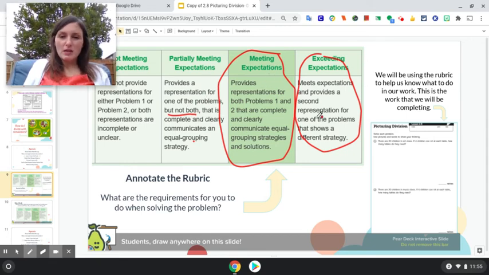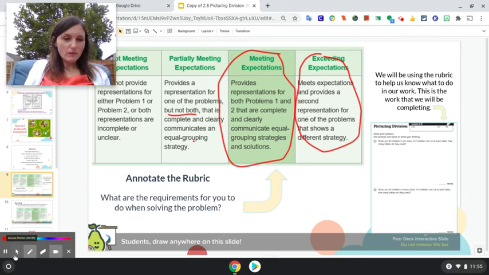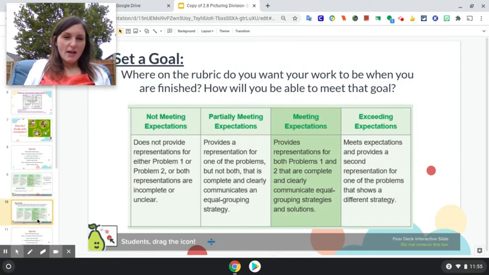Look through here, try to see what it is they want you to do for this problem, because we're going to be solving this problem right here. This is going to be your you do today, and what we're going to be looking back at tomorrow. So when you think about how you're going to solve this, look to here to see what they want you to do to help you solve it. Once you've figured out what it is they want you to do, I want you to make a goal. Where on this rubric do you want to be, and what things are you going to need to do to make sure that you meet that goal?